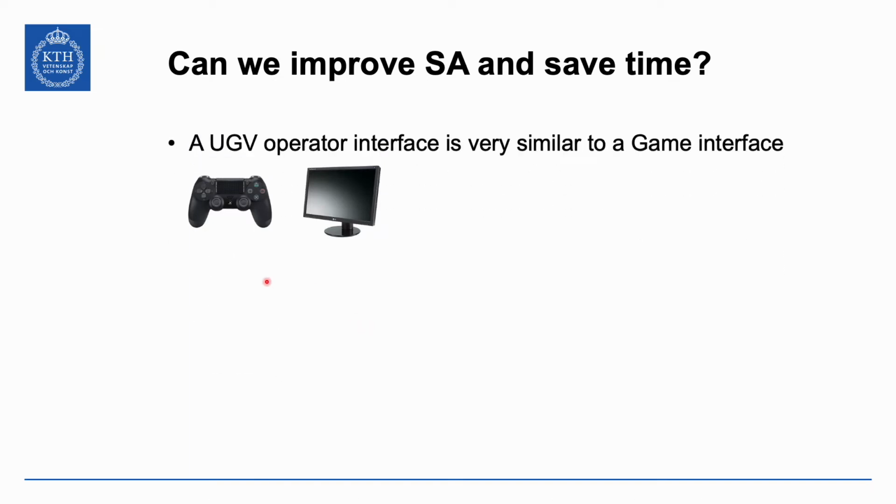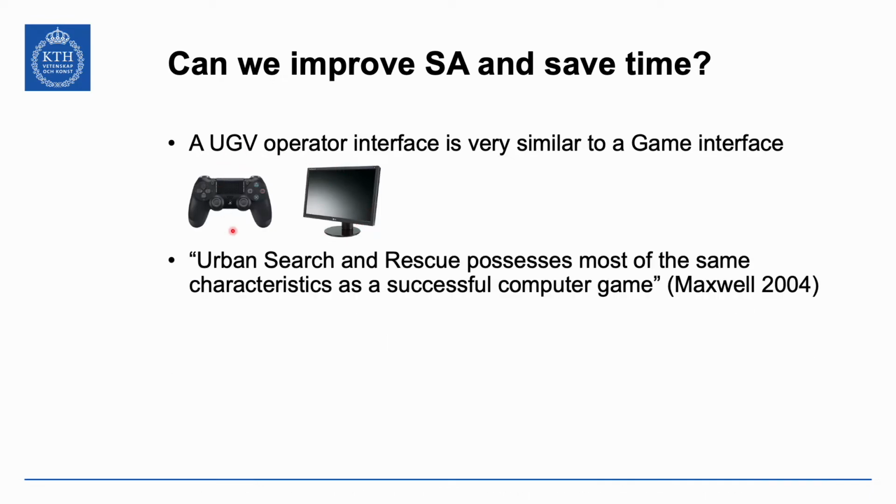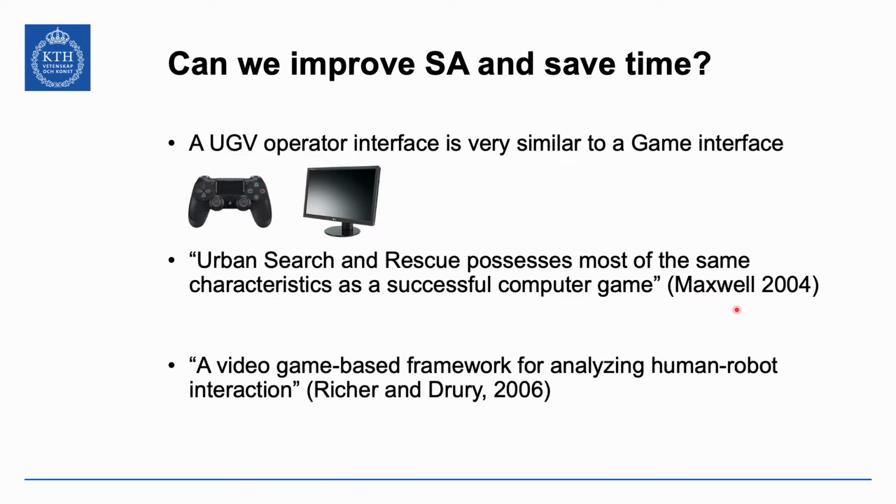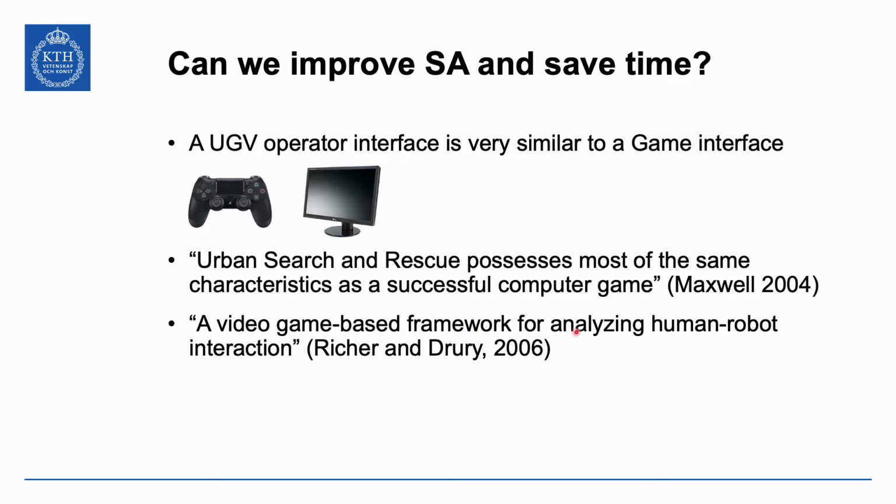One observation you might make is that the UGV, that is a robot, operator interface is very similar to a game interface. You have some kind of gamepad with buttons and sticks on it, and you have a video feed, and you need to control this entity. In teleoperation, it's a real robot, and in a computer game, it's obviously a virtual character, but you have the same interface. And this was also noted before. Urban search and rescue possesses most of the same characteristics as a successful computer game, as noted by Maxwell, and a video game-based framework for analyzing human-robot interaction was proposed by Richer and Drury in this paper.